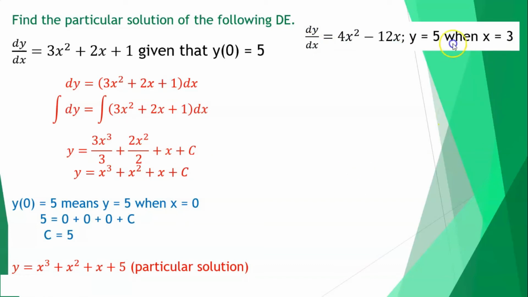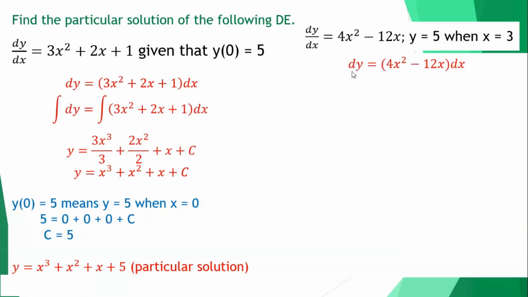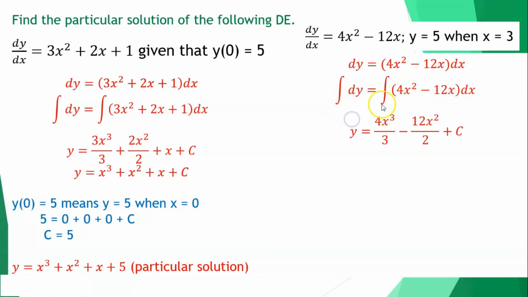Okay, another example. dy over dx is 4x squared minus 12x, where y is 5 when x is 3. So again, rewriting, we take the integral of both sides. The integral of dy is y. The integral of the right side is 4x cubed over 3 minus 12x squared over 2 plus c. Simplifying, 4x cubed over 3 minus 6x squared plus c.